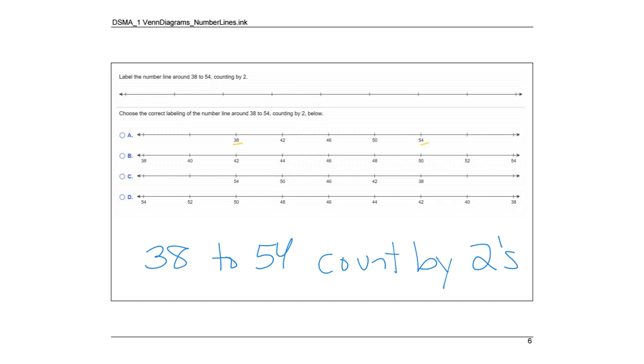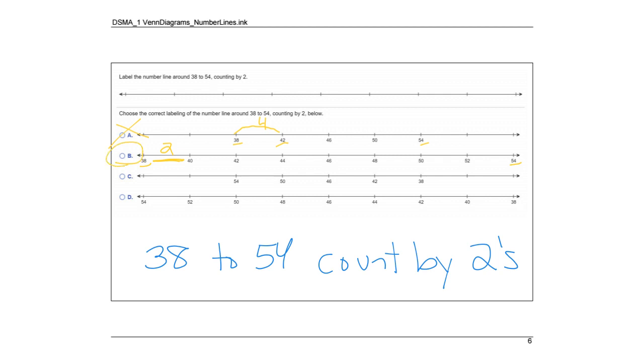That's good, but the tick marks aren't right. Look, this is 38 and then 42. So that distance in between is 4. So that's not going to work. Let's see B. We've got 38 and 54. So we have our start point and our end point. And sure enough, if you look at the distance between these, they jump by 2 every time. So that one's going to work, I think.